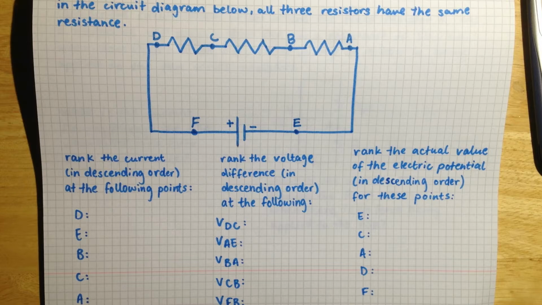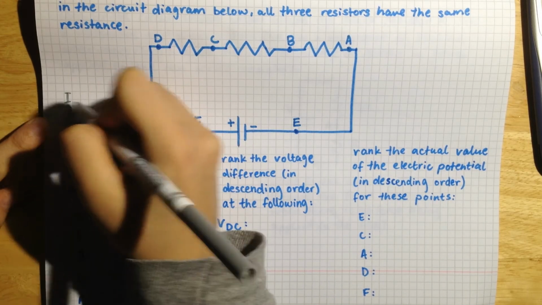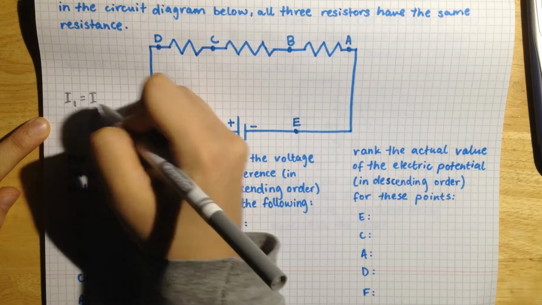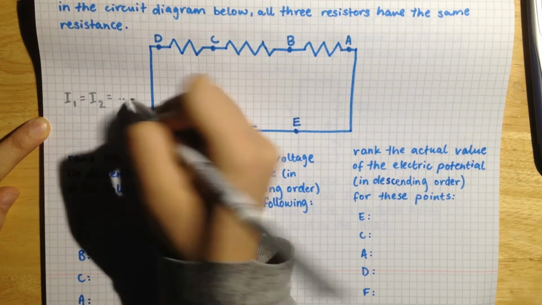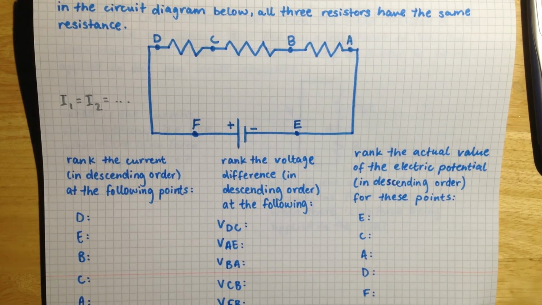in descending order. So the current in a series circuit. This is a series circuit because they're all in a series and they're not connected in a parallel fashion. So it's important to remember that the current in a series circuit is the same for every resistor. So the current at any point is equal to the current at any other point, and it just keeps going like that. I at point 1 is equal to I at point 2, etc.